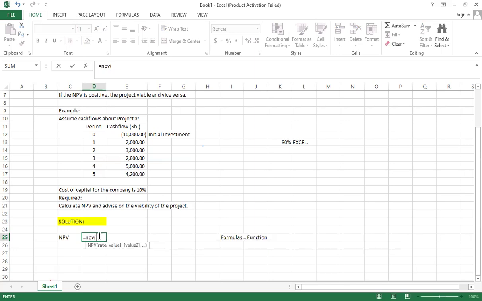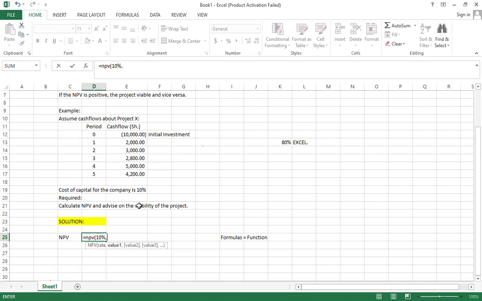All formulas, you'll always start them that way: equal sign, type what you want to compute, then the open bracket. As soon as you open the bracket, Excel is very good because down there, you'll be told what the formula should be. We are told to start with the rate. The rate is the discount rate, which is the cost of capital, which we have been told to assume is 10 percent. So you'll type 10%, and then you'll have a comma.